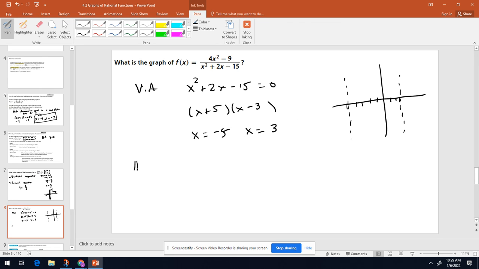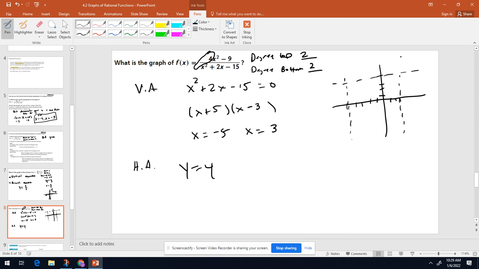But now let's go ahead and find my horizontal asymptote. What's the degree of the top? Degree of the top is 2. Degree of the bottom is 2. So how do I find the horizontal asymptote? I'm going to divide the leading coefficients. So I'm going to divide 4 over 1. I get y equals 4. Again, you have to make sure you know what I'm talking about when I say degree, when I say leading coefficient. You don't see it here, but there's a 1 there.